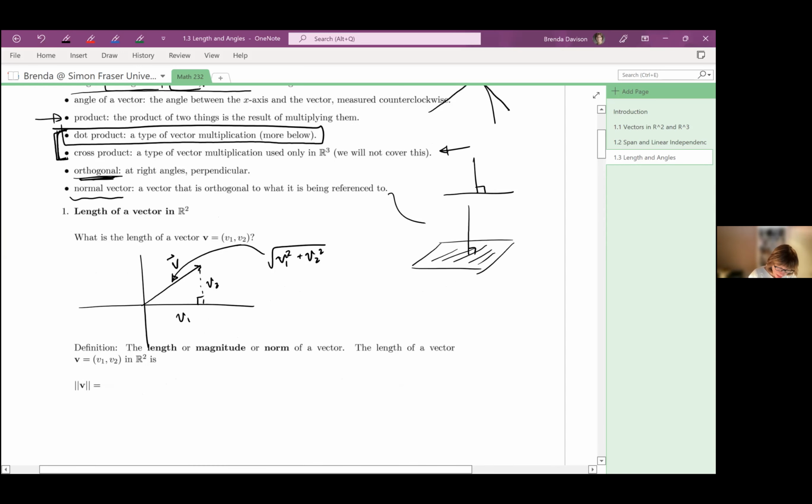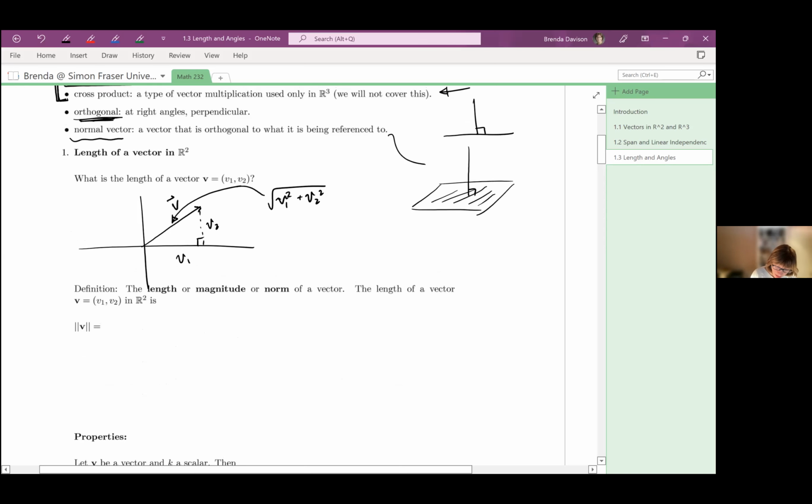And so here it is then, by definition, the length or magnitude or norm of a vector in R2. And we denote it with this double bar on either side, so that we would read that the norm of the vector v is the square root of v1 squared plus v2 squared.